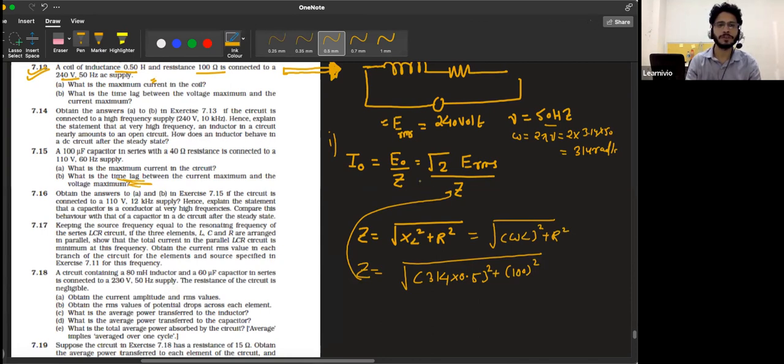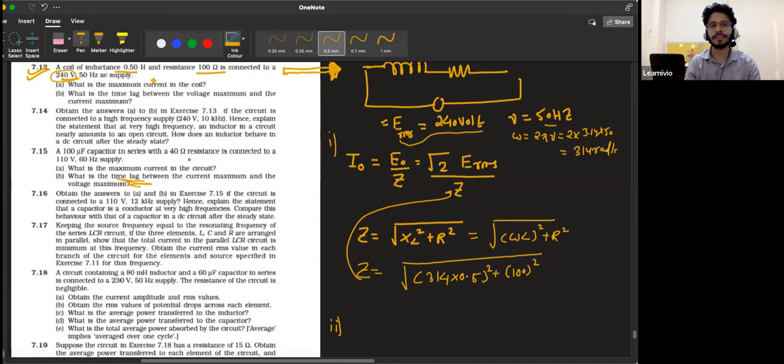Can I leave these calculations here? Sir, how did you get E RMS? E RMS is given in the question. It's given as 240 volt. If nothing is mentioned about the voltage, then take it as the RMS value.